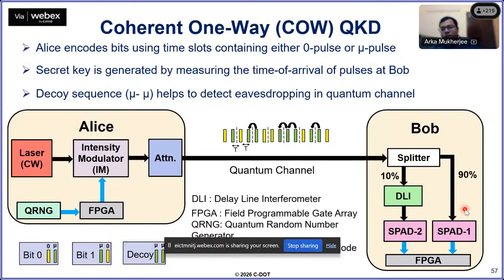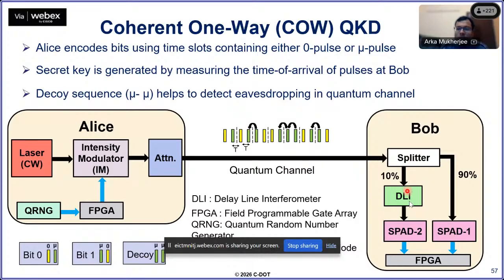Suppose in SPAD 1 we detect in time slot 0 late, in time slot 1 we detect late again, and in time slot 2 we detect early, like that. This dotted boundary is a time slot. So that's how we can detect whether we have received 0 or 1. That is, this detector 1 will contribute to generation of keys.